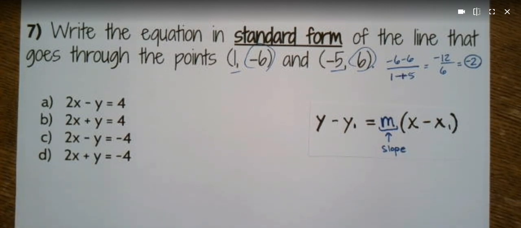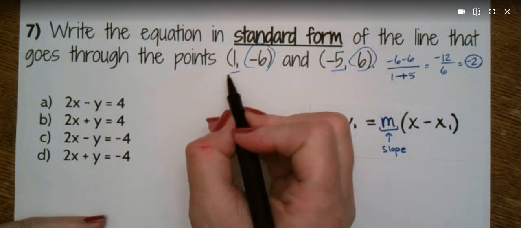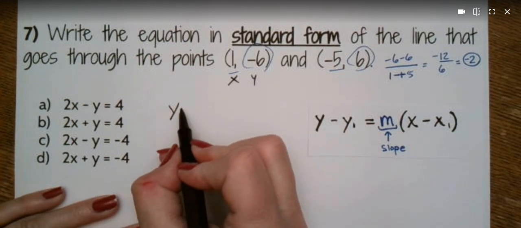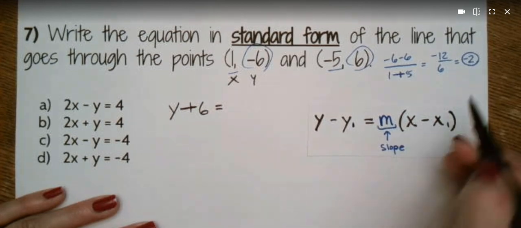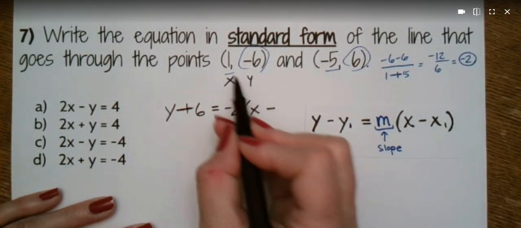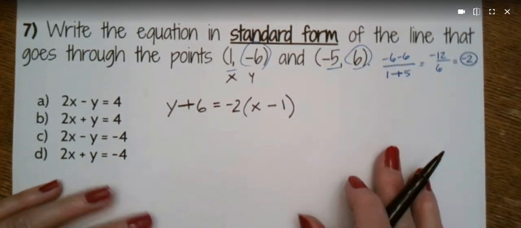Okay, so let's choose a point. I'll just go with this first one because they both have negatives in them. So y minus the y-coordinate, which is -6, changing that to plus, equals, after that comes the slope. We found that to be -2, and then x minus the x-coordinate, which is 1, and I got it into point slope form. I'll move that.